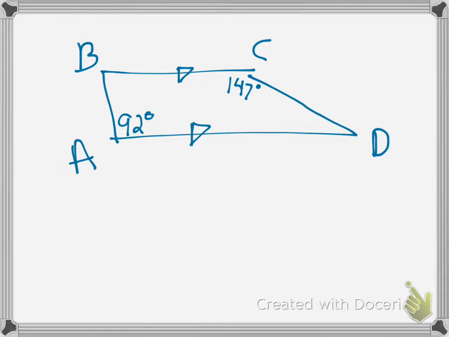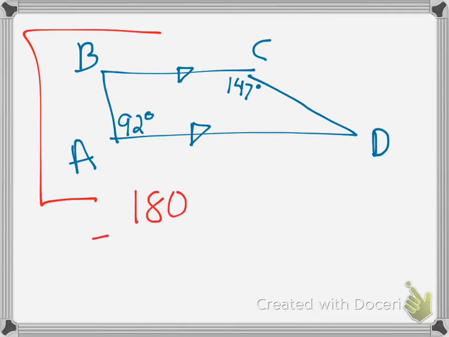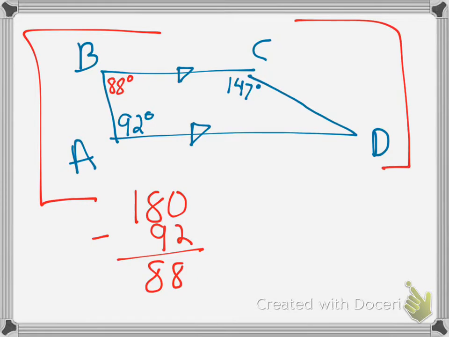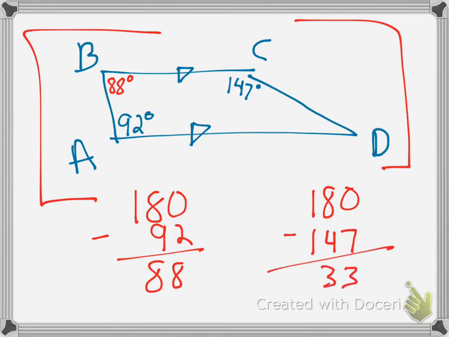How would I find B? 180 minus 92 gives me 88. So this angle over here is 88 degrees. Now, how would I solve for D? 180 minus 147. Perfect. 180 minus 147 equals 33. So you just have one more step to do if it's not an isosceles trapezoid. Does this make sense? Fabulous.